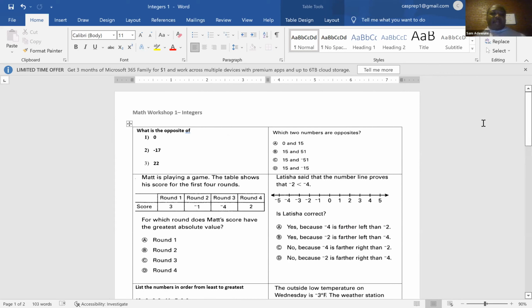All right. So let us begin. We're going to start on the left-hand side. And again, we're just reviewing some of the concepts from last week. We talked about where integers were on a number line, or where negative numbers actually were on a number line. We talked about the absolute value of numbers. So some of these questions are basically asking us to figure that out and be able to apply that concept. So starting off with number one, anyone, what is the opposite of 0?